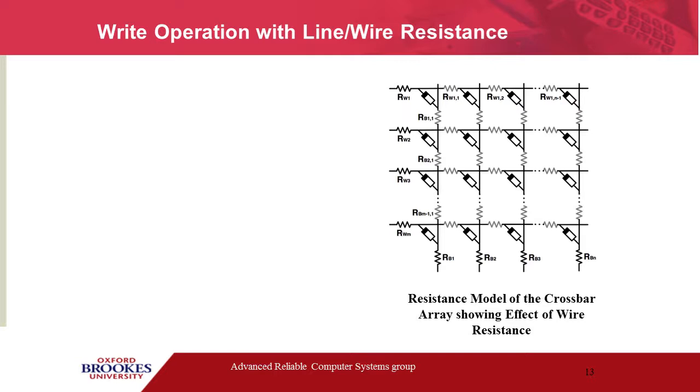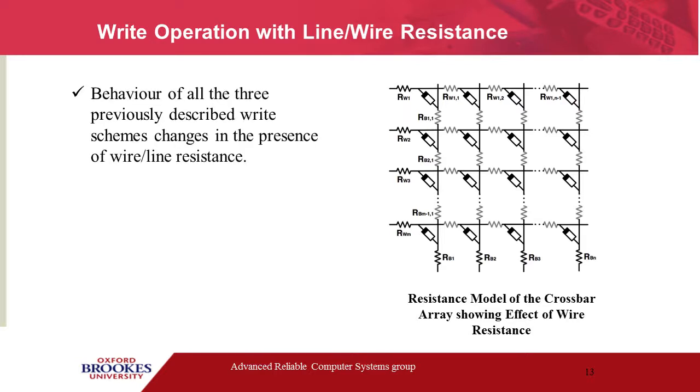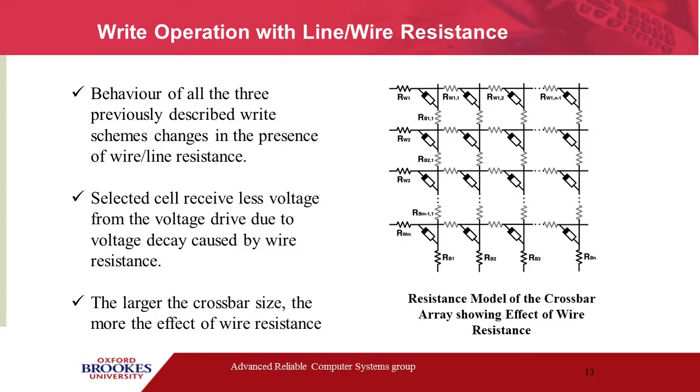The image on this screen shows the resistance model of a typical crossbar array, where there is a corresponding wire resistance adjacent to every memristor in the crossbar array on both its bit line and word line. The effect of this resistance is felt on the selected cell as it receives less voltage from the voltage driver due to voltage decay caused by wire resistance as the voltage travels from its source to the destined cell. The larger the crossbar size, the more the effect of wire resistance. So that means cells that are farther away from the voltage source will receive less voltage than was intended.